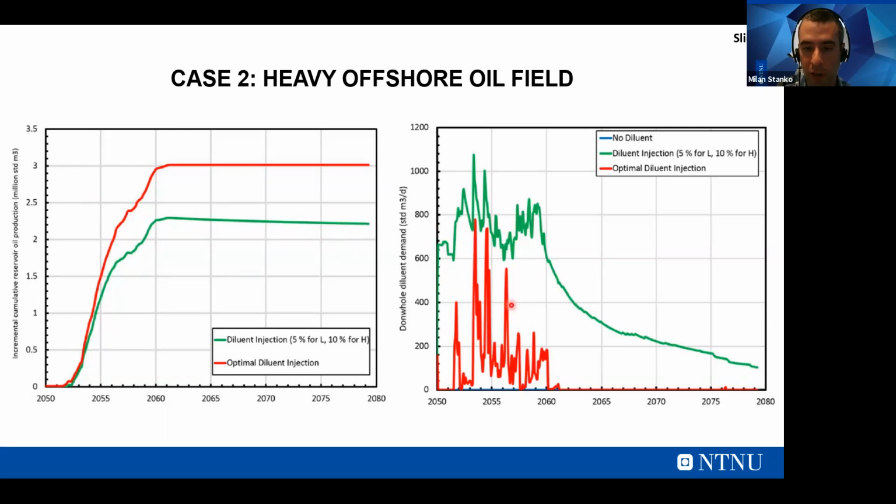And this is how the demand for diluent looks when you use a fixed percentage or when you use the optimization. The optimization is the red one. So you see it's significantly less than the other. Especially at later times when the system becomes water dominated, the effect of the crude viscosity is not that important, so you don't need to inject any more diluent.